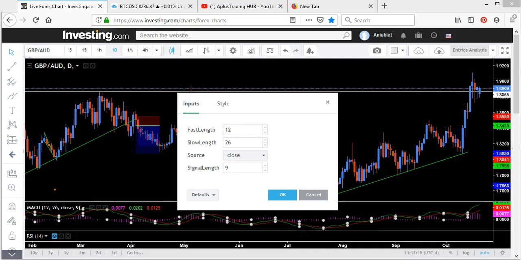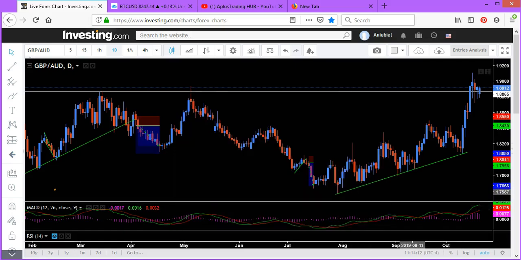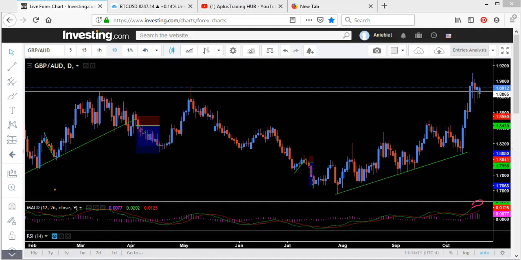Then the style, you can choose whatever color you need, but for my MACD color I use the green color here, and the signal line is the red color. So you can see on this chart now, the green line we have here is my MACD color, and the red moving average we have here is the signal line. So once the MACD line crosses above the signal line, I'll be looking for buying opportunities. If it crosses below the signal line, I'll be looking for selling opportunities.